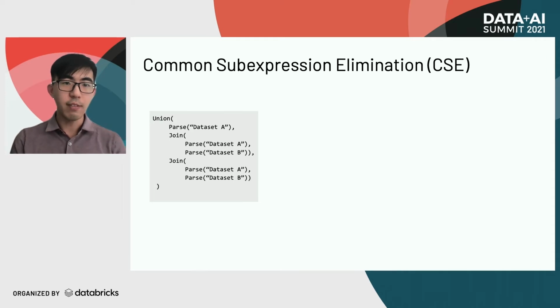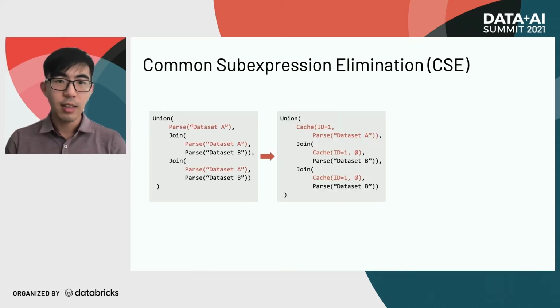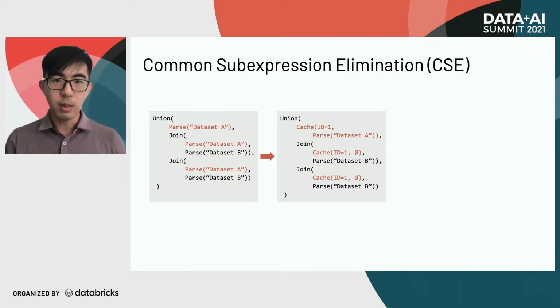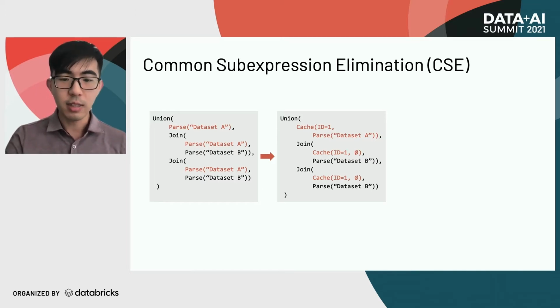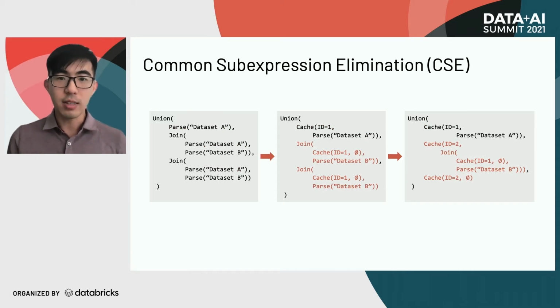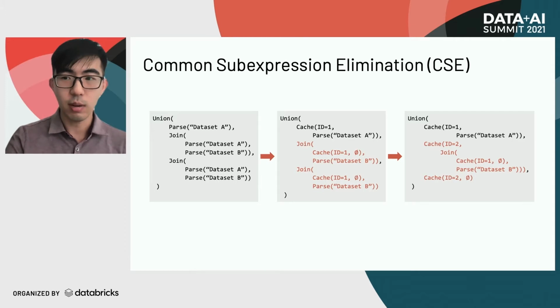So here we have a union of some joins. Right off the bat, you can notice that dataset A and the parse, that's repeated multiple times. So instead of scanning it multiple times, we simply cache it the first time we see it. And the next time we see the same operator, we reference the cache. Next, we see that actually the join is also repeated. So we can cache that as well.